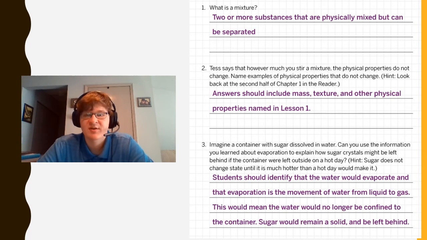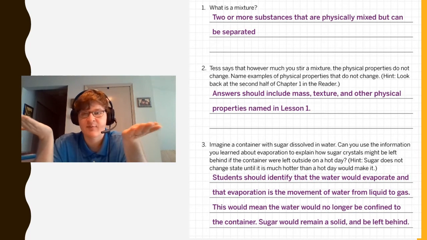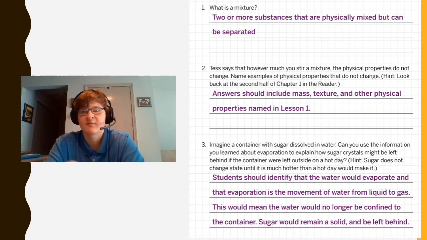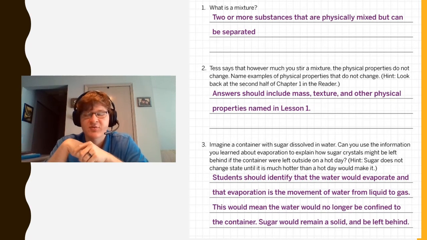So, what is a mixture? Filling it in: two or more substances that are physically mixed but can be separated. A mixture is something that you can mix together but you can separate them, so they're not permanently combined. So if you have a PB and J, you combine the two, you can still separate that sandwich. I'm not talking about something that you can combine and never separate. So a mixture is two things that you can separate from one another. So think of something like juice and sugar.